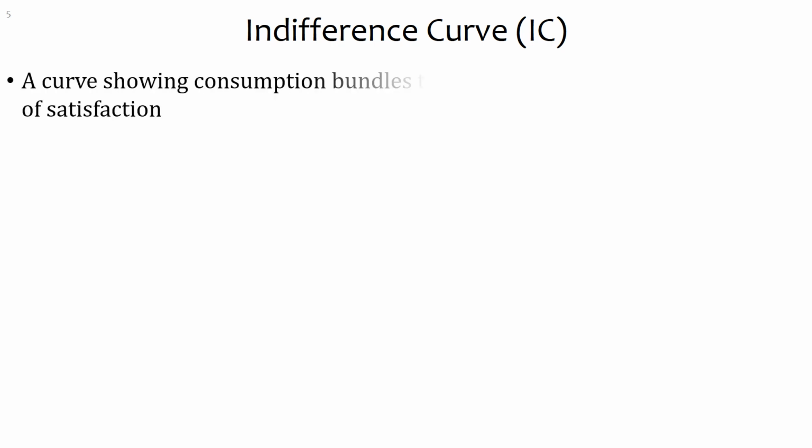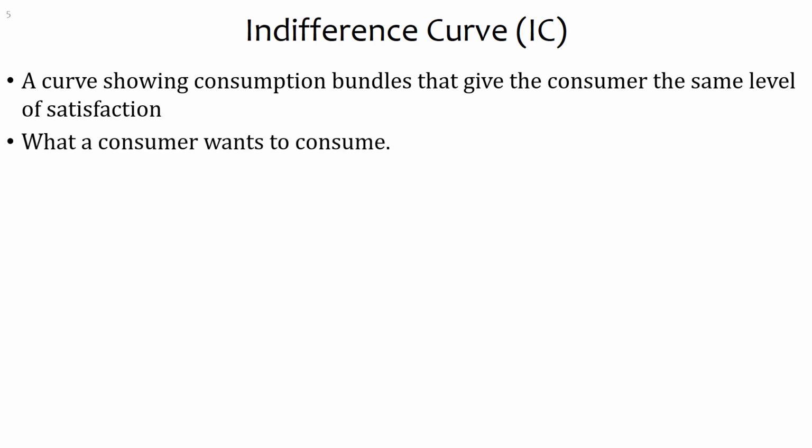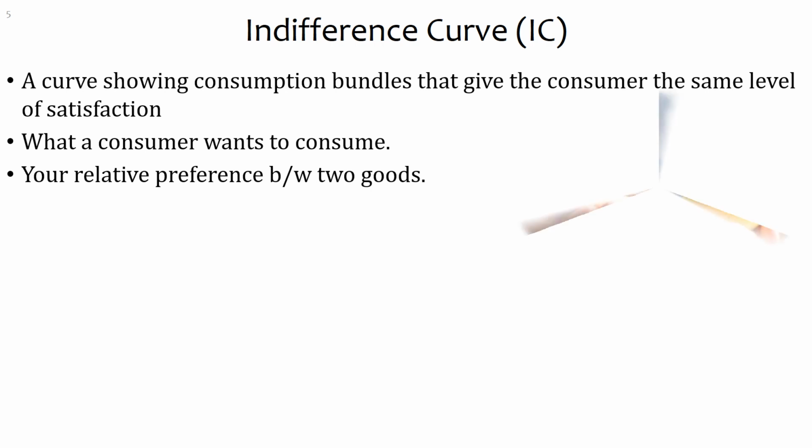All right, so far we talked about the budget. Budget means your ability, how much you can afford. Now we are going to talk about your preference, your indifference curve, which is a curve showing consumption bundles that give the consumer the same level of satisfaction. It's what a consumer wants to consume, not what they're able to consume, but what they would want to consume. It's your relative preference between two goods.